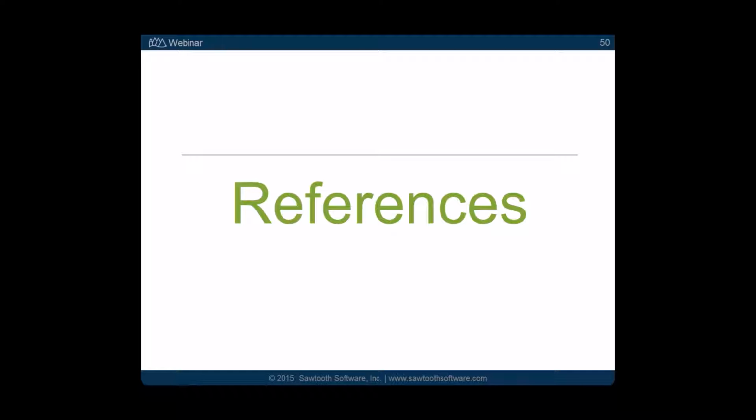So when people are inconsistent, they tend to have smaller utilities, and respondents who've been very consistent tend to have larger utilities.